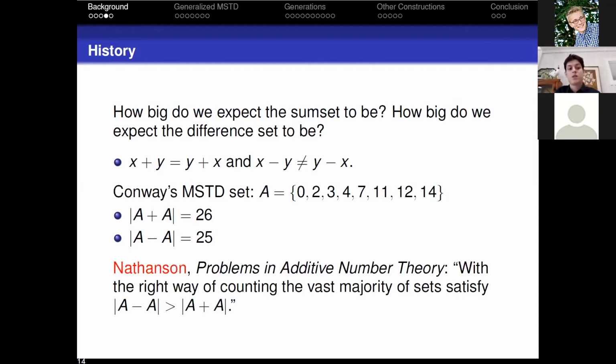And Nathanson, one of the first people to study this problem in depth, estimated that with the right way of counting, the vast majority of sets should be difference dominated. So what he means here is that generally, as the size of the sets increases, we should get that approximately a vanishingly small percentage should be sum dominated.